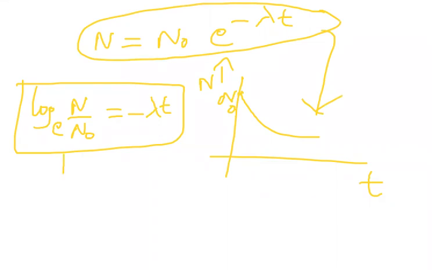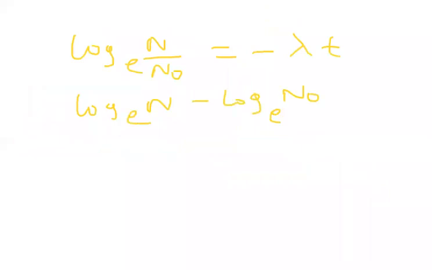Now from this formula, log N by N naught equal to minus lambda t. Let me take a fresh page. Here, log N by N naught base e is equal to minus lambda t. So I can write it as log N base e minus log N naught base e is equal to minus lambda t. You know log of a by b is log a minus log b. From here, log N base e is equal to minus lambda t plus log N naught base e.